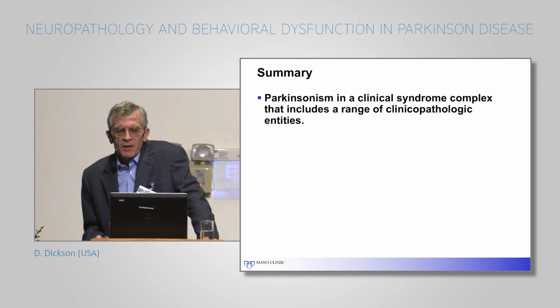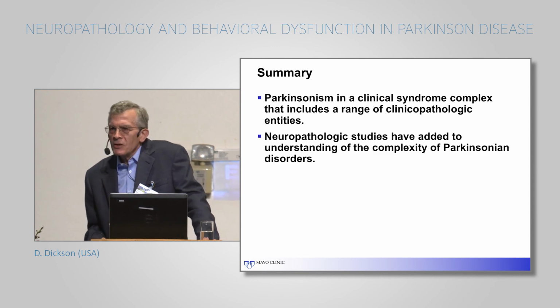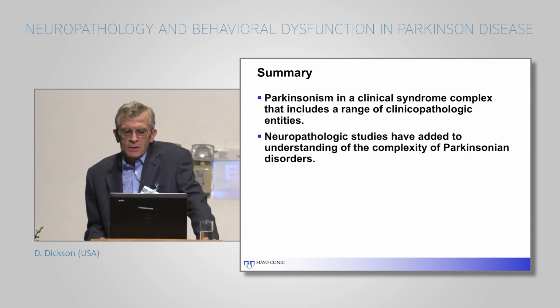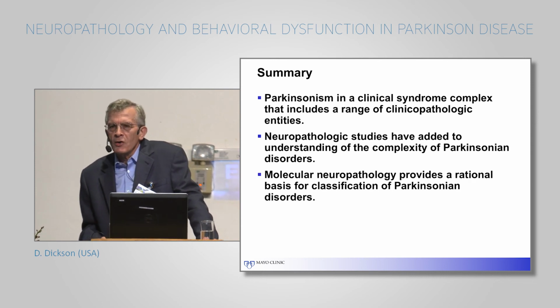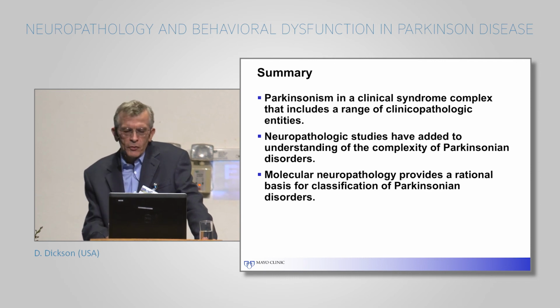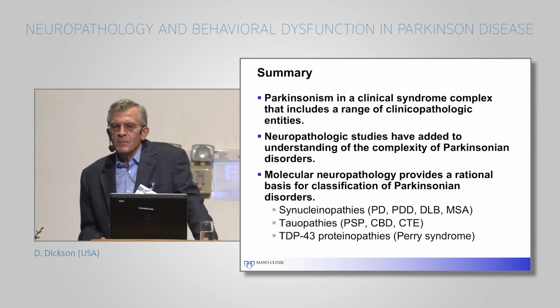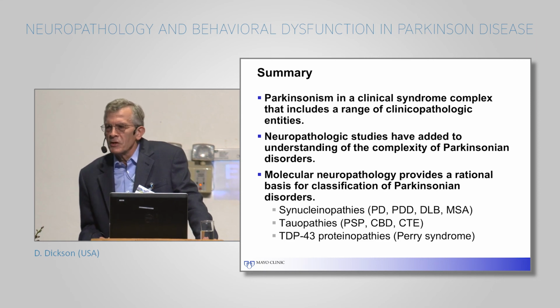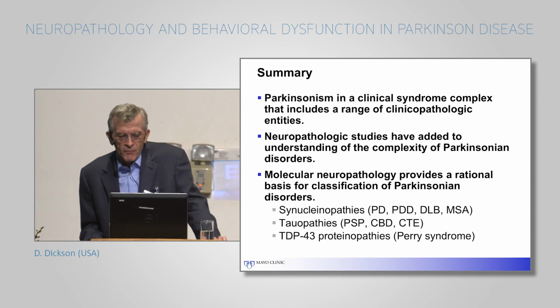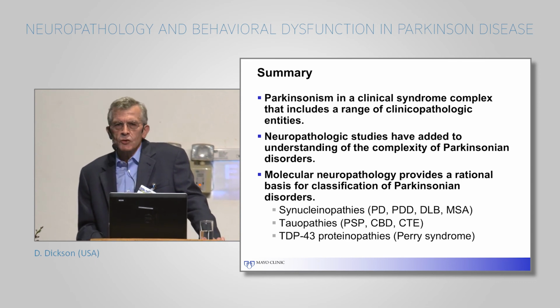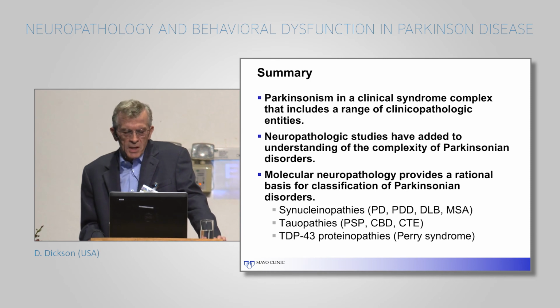So what I've told you about is that Parkinsonism is a clinical syndrome complex that has a range of clinicopathologic entities, that neuropathology can help to understand the complexity of Parkinsonian disorders, and that we can use molecular classification to try to understand them. The simplest way to classify them in terms of molecular pathology is based on the synucleinopathies, the tauopathies, and TDP-43 proteinopathies. There may be others in the future as these disorders are studied, but these are the main types of Parkinsonian disorders at present.